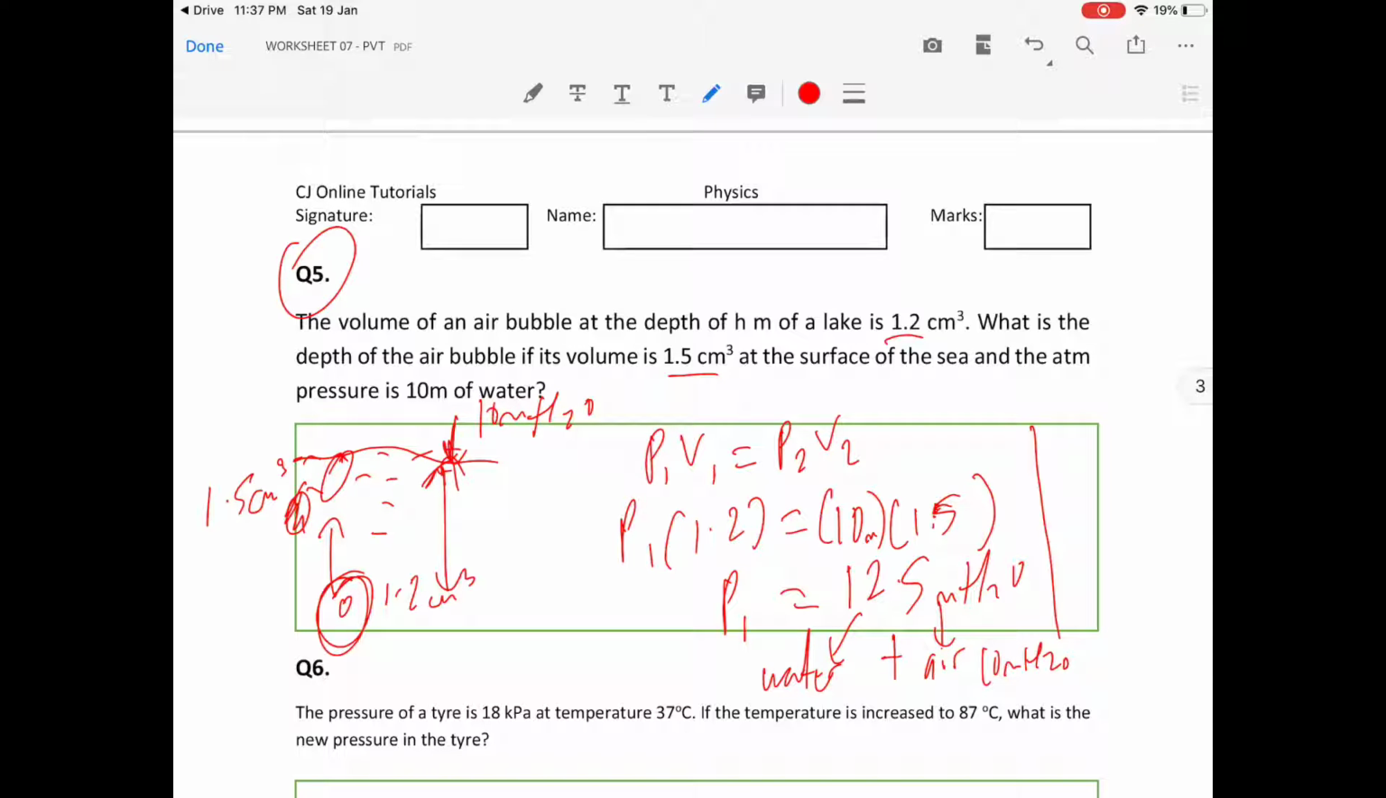So again, the question wants you to find the depth. The depth H equals, you need to take that into account, 12.5 meters minus the initial 10 meters from the air. So the water is only 2.5 meters deep. So that's how you do a Boyle's law question.